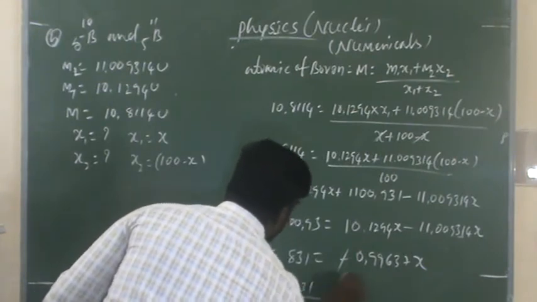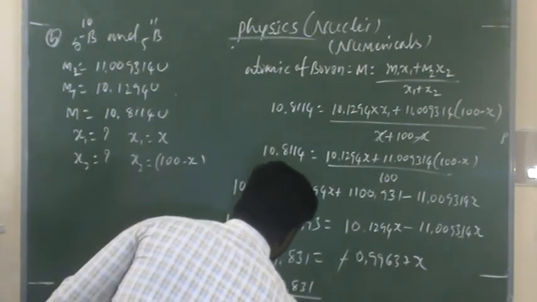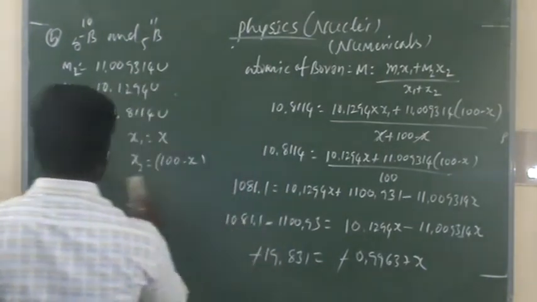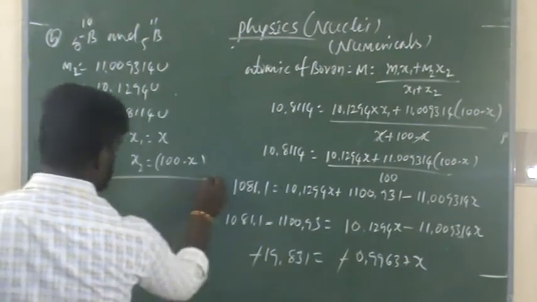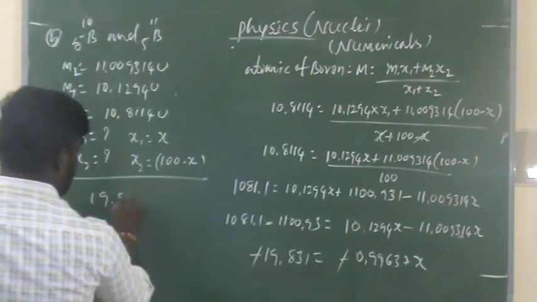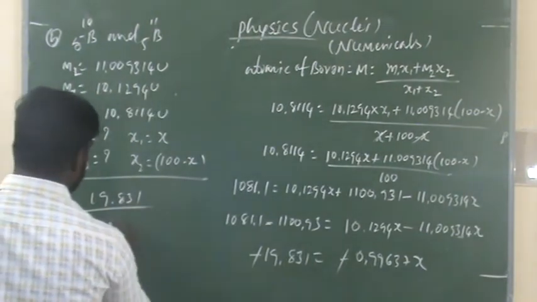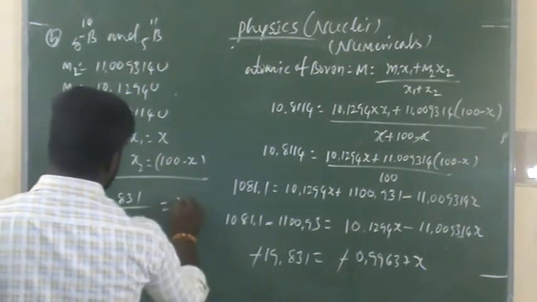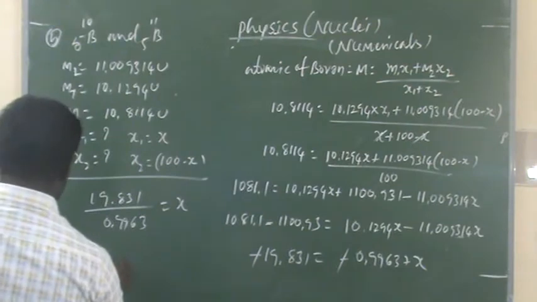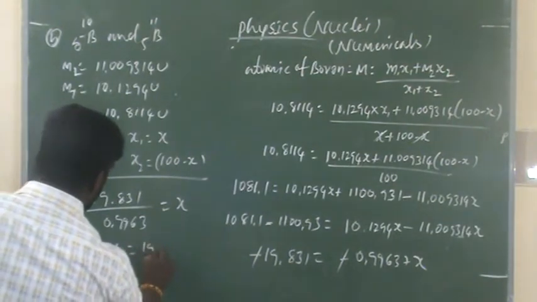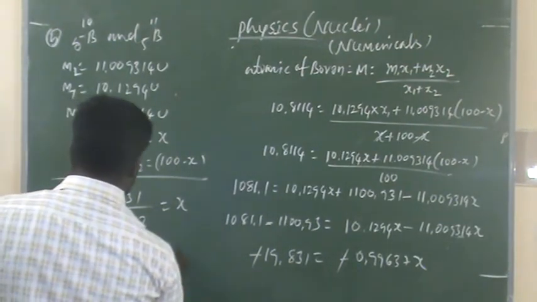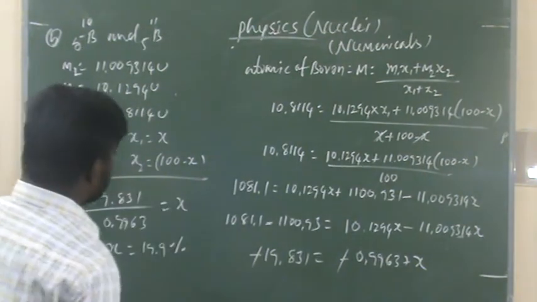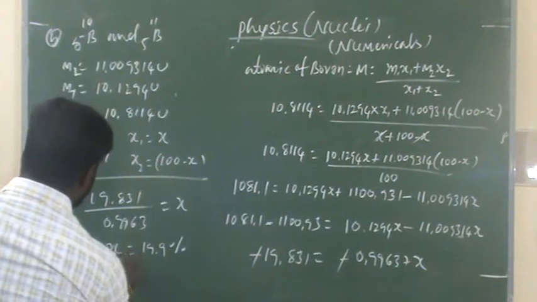19.831 divided by 0.9963, which is equal to x. That x is equal to 19.9%. So this is the x1 value.